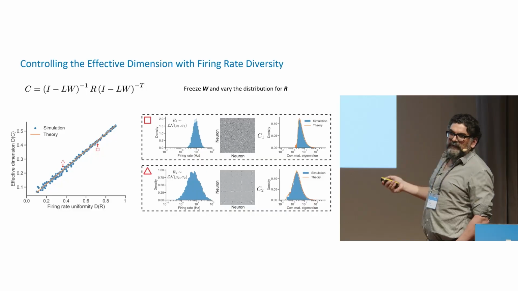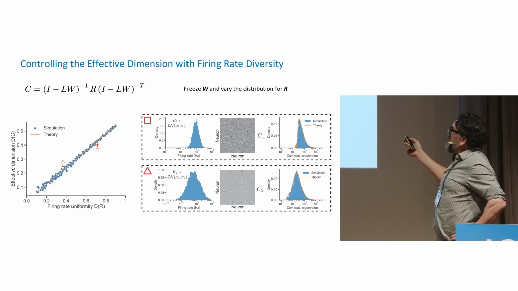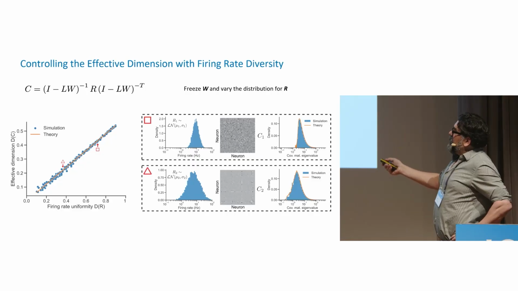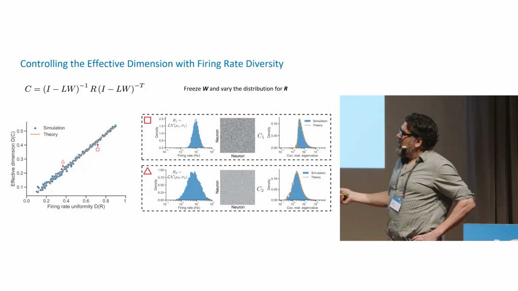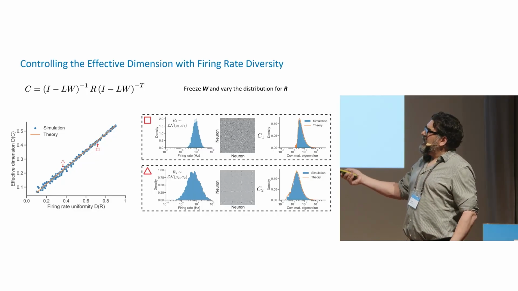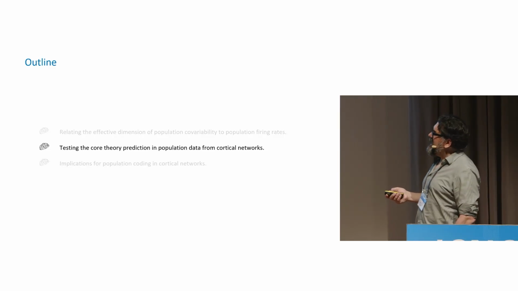We can actually get the full density of the eigenspectrum here, but we're really only interested in the first and second moment of it. And if we change the distribution of firing rates, so this one's broader here, then we change the covariance matrix and we change the eigenvalue distribution. So we should imagine the distribution of firing rates as being a knob that we're using to change dimension here. Okay? So let's test this theory in data here.